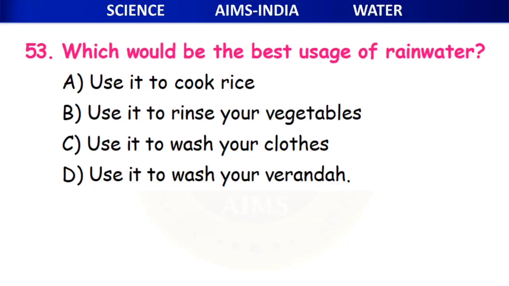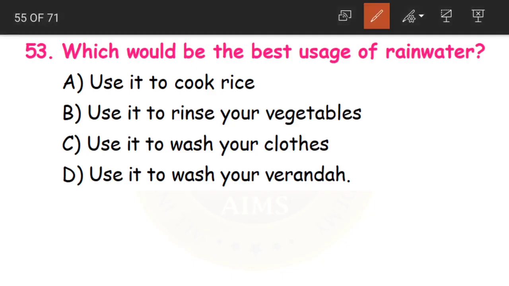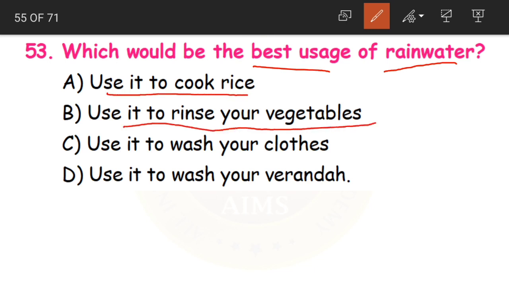Okay children. Now 53rd question. Which would be the best usage of rainwater? How best can we use the rainwater? Either use it to cook rice, or use it to rinse your vegetables, or use it to wash your clothes, or use it to wash your veranda. So what will be the answer children? Okay, can you guess? It is use it to wash your clothes. So you can use it to wash your clothes. Clear? Yes, now.